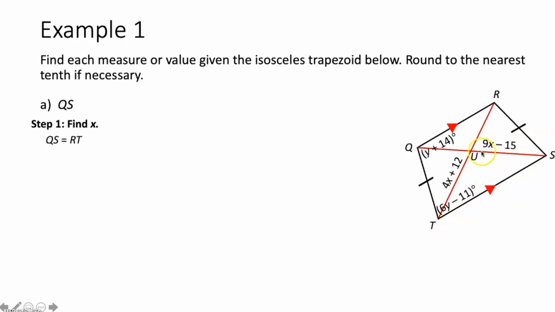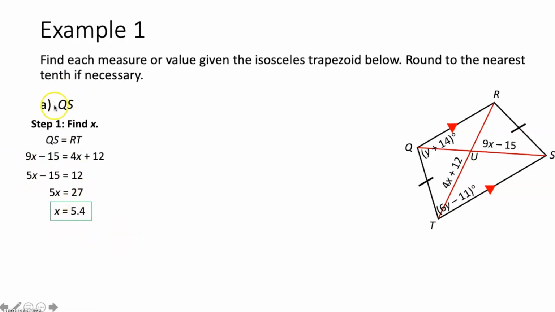So then I can take what those measures are equal to: 9x minus 15, I can plug that in for the measure of segment QS, and 4x plus 12, I can plug that in for the measure of segment RT. When I do that, I can then solve for x. So here, to solve for x, I subtract 4x on both sides, add 15 to both sides, divide both sides by 5, and I get x is equal to 5.4.